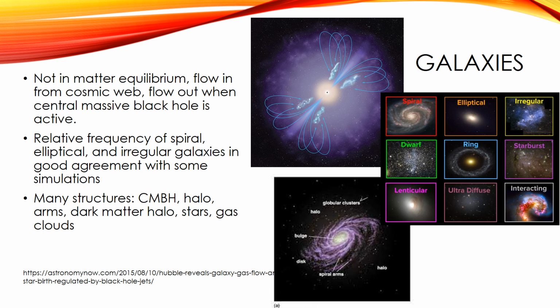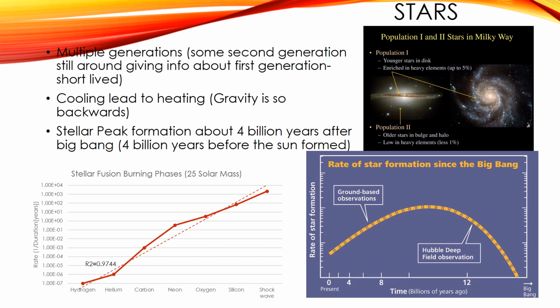And in the galaxy, there are many different structures, right? So the central massive black hole, the halo, the arms, the dark matter halo, the stars, and the gas clouds in there. In stars, there are multiple generations. Some of the second generation stars are still around, but the first generation were usually large mass with mostly hydrogen and helium, and they were relatively short-lived. And then the cooling of gas leads to heating, so gravity is backwards in that particular case, having a negative heat capacity.